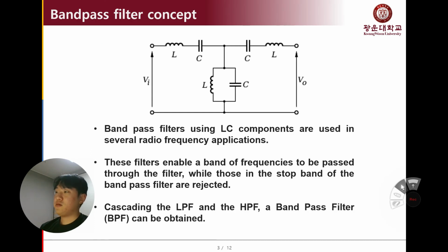Band pass filters using RC components are used in several radio frequency applications. These filters enable a band of frequencies to be passed through the filter, while those in the stopband of the bandpass filter are rejected. Cascading the low-pass filter and the high-pass filter, a bandpass filter can be obtained.